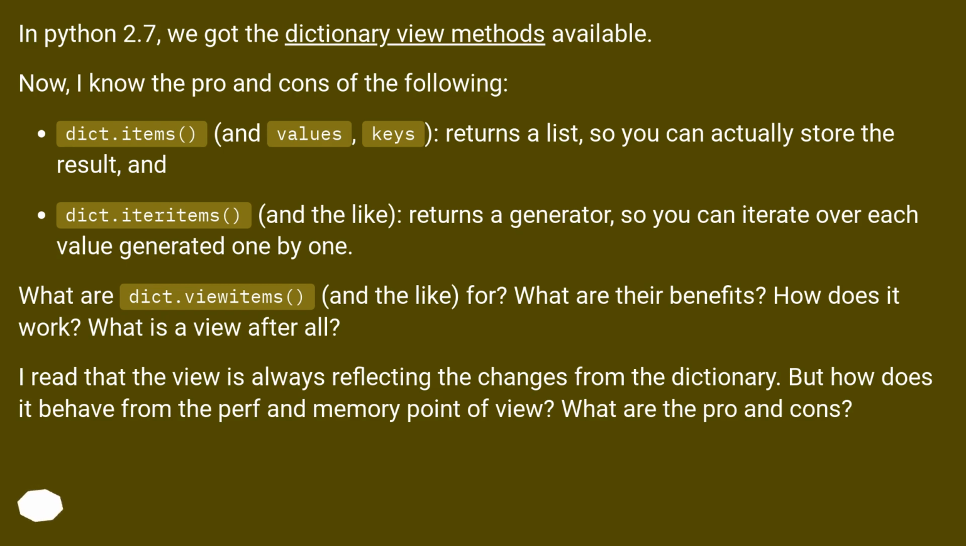What are dict.viewitems and the like for? What are their benefits? How does it work? What is a view after all? I read that the view is always reflecting the changes from the dictionary. But how does it behave from the perf and memory point of view? What are the pros and cons?